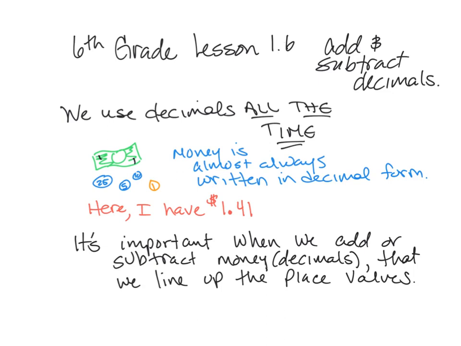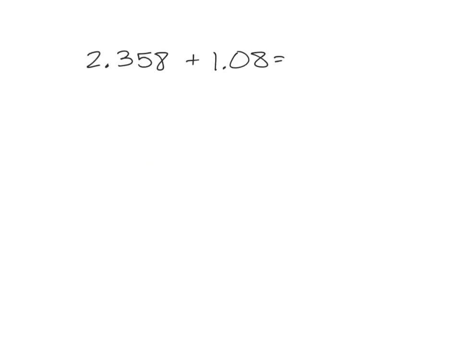So let's look at some examples to practice. All right, so here I have 2.358 plus 1.08. So in order to add those, I just want to make sure that I line things up properly. So I have a ones place and a ones place, so I'm going to put them one above the other. I have a decimal and a decimal. Then here I have a 3, and the tenths place on this guy is the 0. The hundredths place is a 5, and the hundredths place over here is the 8. Oopsie, 8.